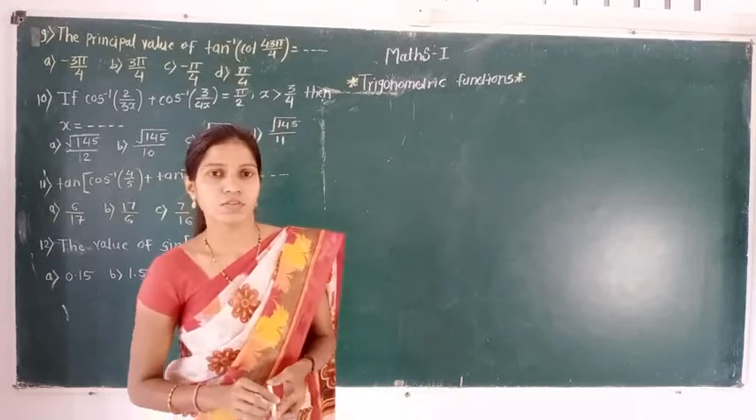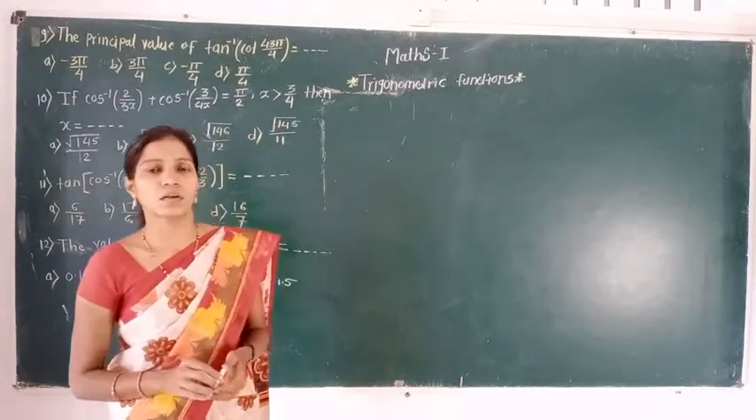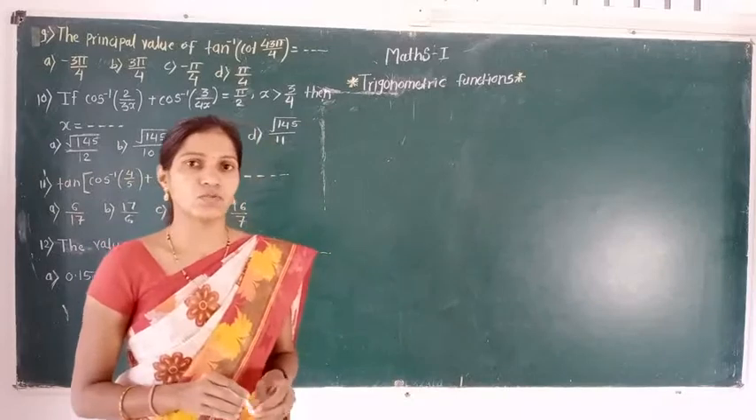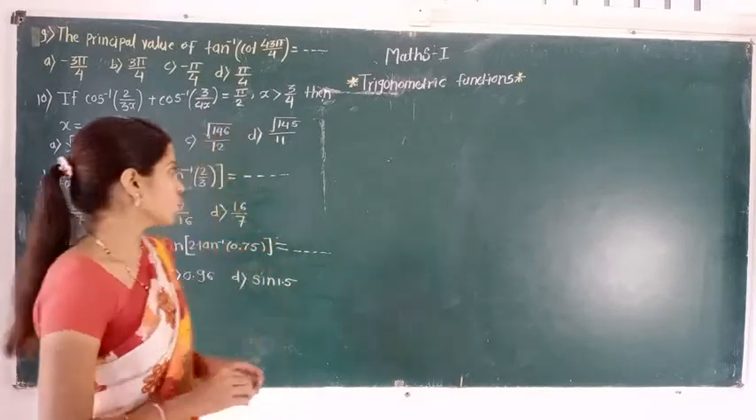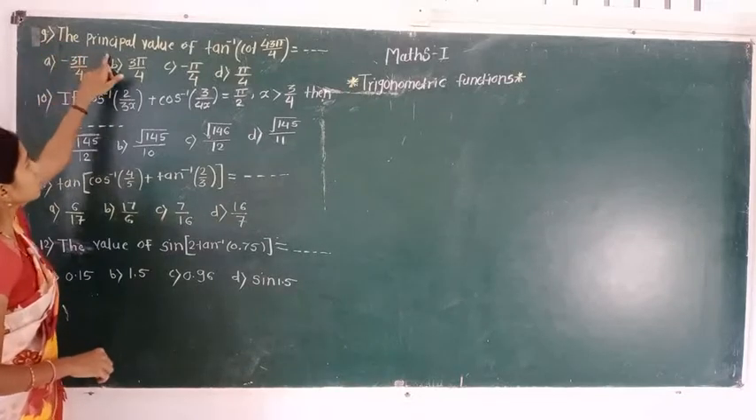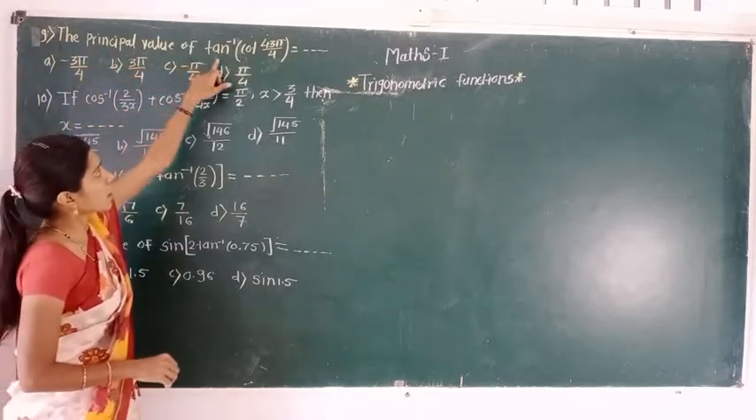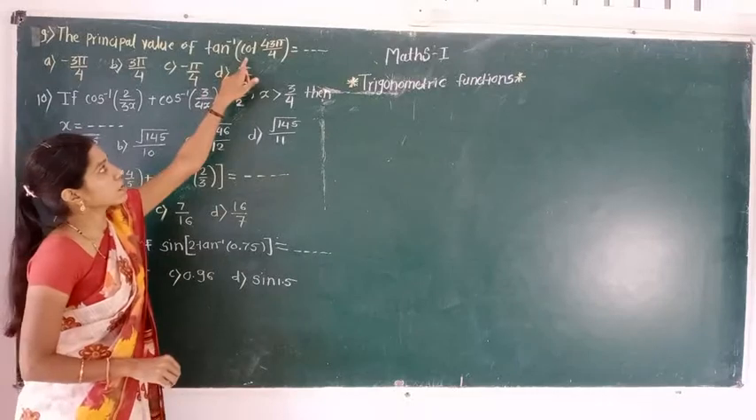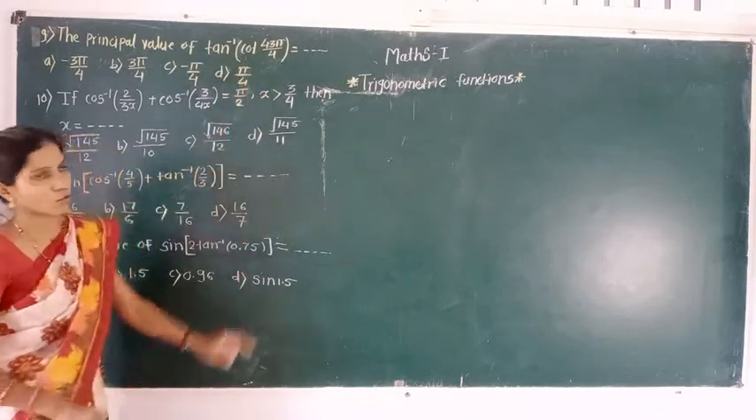Hello students, today we are going to solve the MCQ based on the inverse trigonometric functions. Okay, so see the first MCQ, the principal value of tan inverse of cot 43 pi by 4.